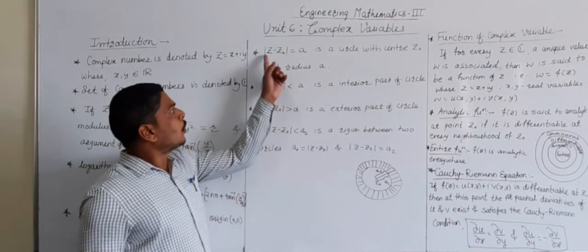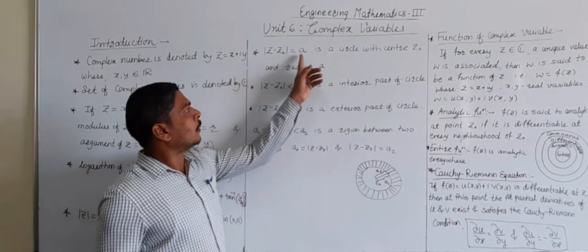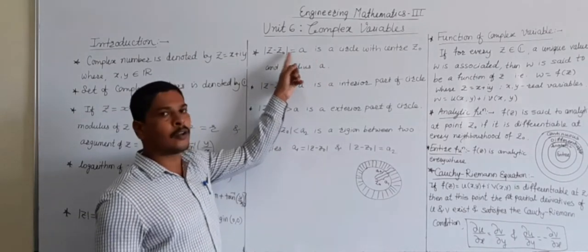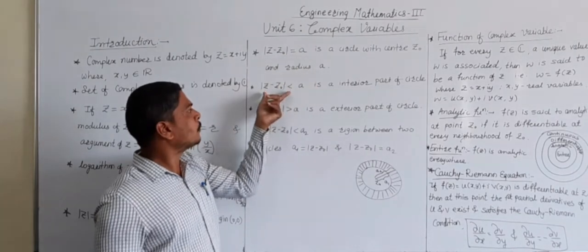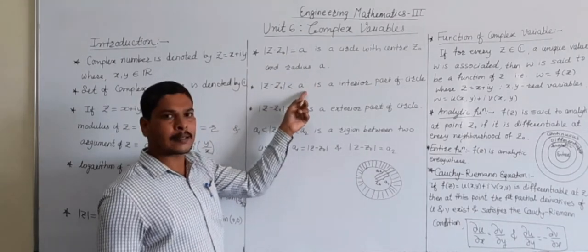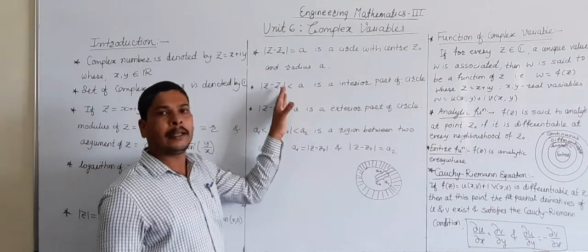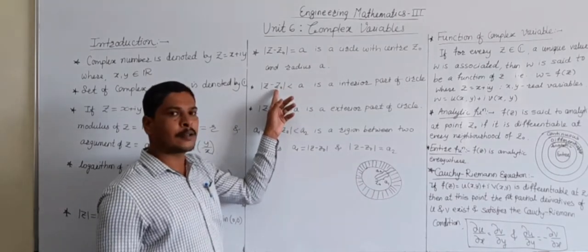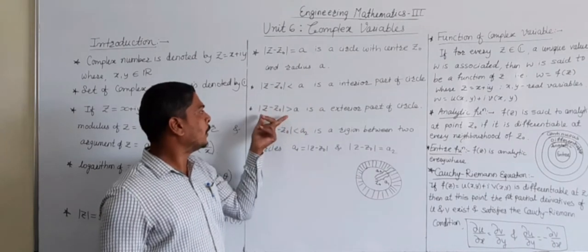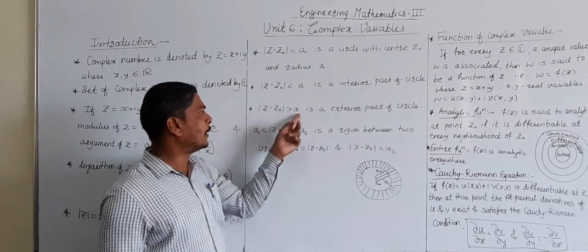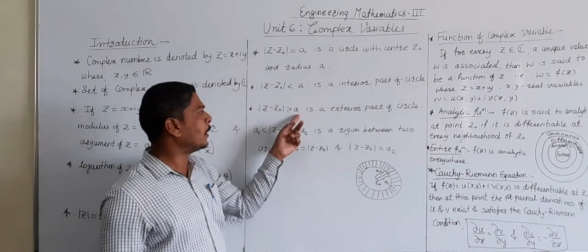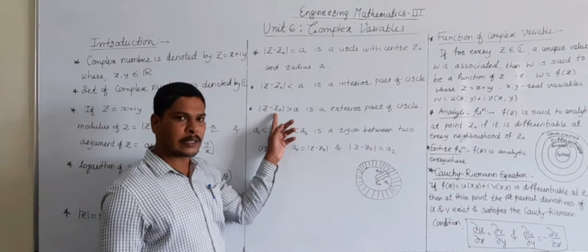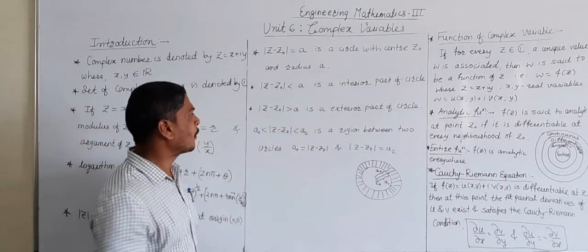The next curve is mod of z minus z naught equal to a. This is also a circle with center at z naught and radius a. Next, mod z minus z naught is less than a. That means this is the interior part of our circle with center z0 and radius a. Then mod of z minus z naught is greater than a means this is the exterior part of our circle with center z0 and radius a.